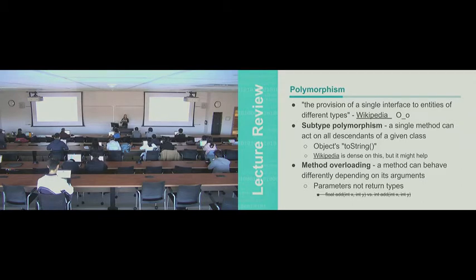So the two types of polymorphism that we're going to focus on are, first, subtype polymorphism, where a single method can act on all descendants of a given class. This would be like objects to string. A lot of the time I'll refer you to the Wikipedia page. This one I would say proceed with caution, but it could help. And then method overloading, where a method can behave differently depending on its arguments. This means parameters, not return types. Any high-level questions on polymorphism before we jump into the two different types?